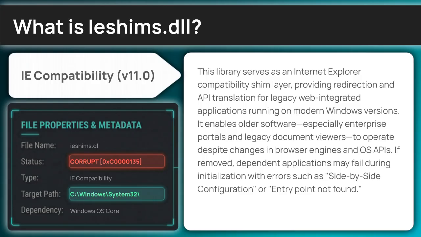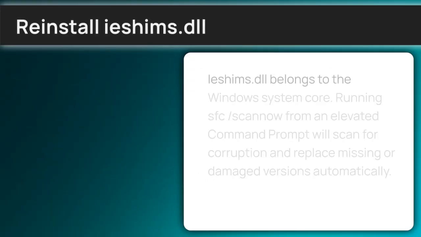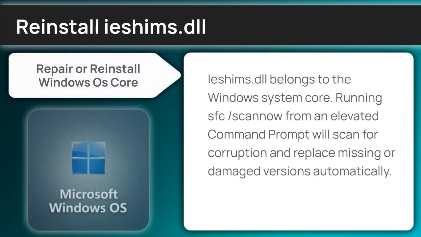Now that you know how the file works, let's focus on the how and fix the issue. Ieshims belongs to the Windows System core. Running sfc /scannow from an elevated command prompt will scan for corruption and replace missing or damaged versions automatically.